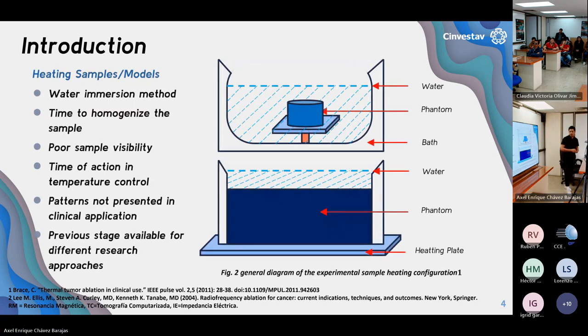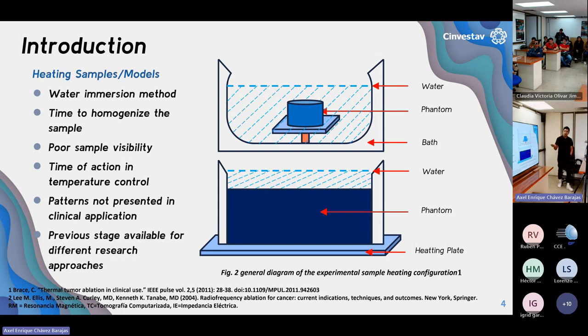Currently we use water bath methods in order to heat samples and models, as you can see in this figure. At the top of the figure, you can see the method that we usually use, which is to put our phantom or our sample in water or in any fluid. Then we heat that fluid to homogenize the sample, or in this case, a phantom.